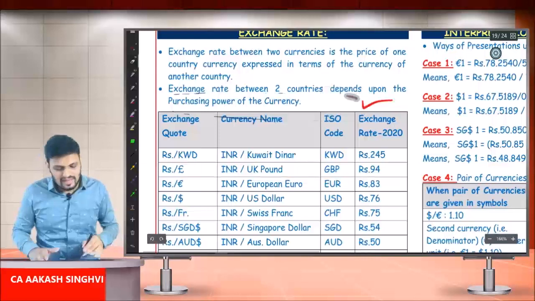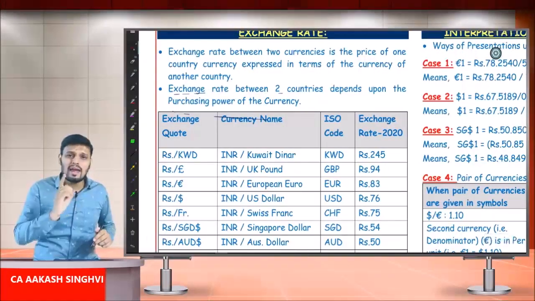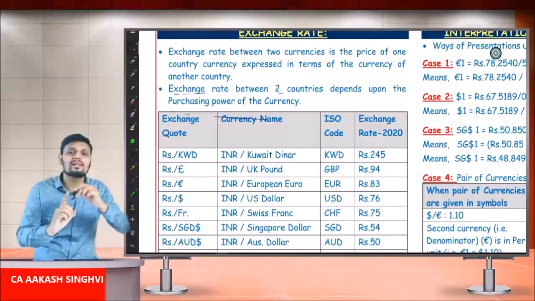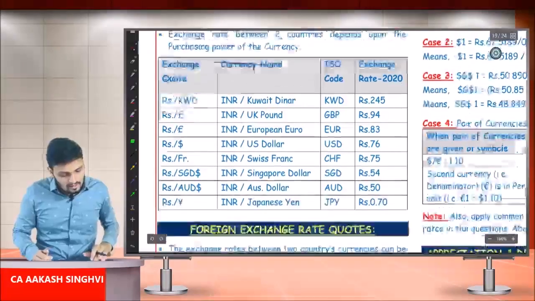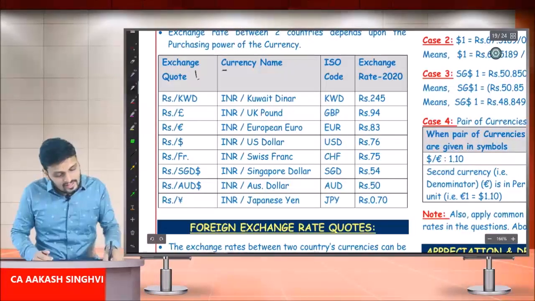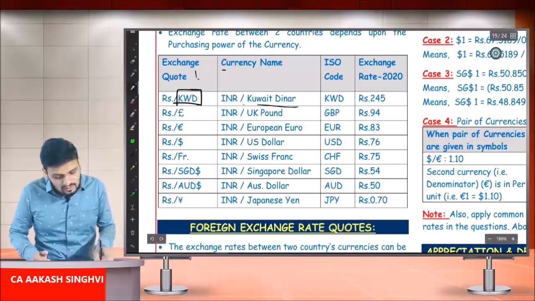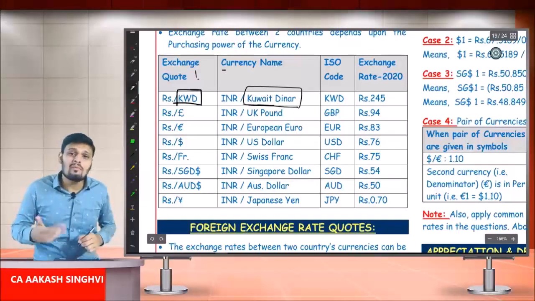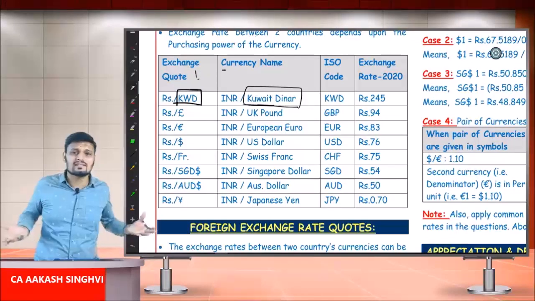So the exchange rate, as simple as that, is nothing but, to buy or sell one currency, how many units of another country's currency should I be paying. Now coming back to a few examples I have taken. Exchange quote of rupee per KWD. What is KWD? KWD is nothing but the Kuwaiti dinar. So how many rupees should I pay for one Kuwaiti dinar? This is also one of the exchange rates, as simple as that.